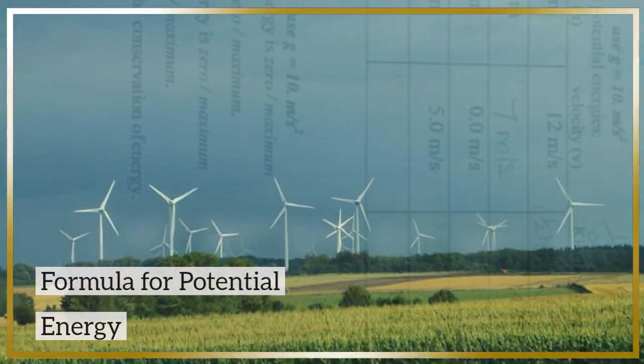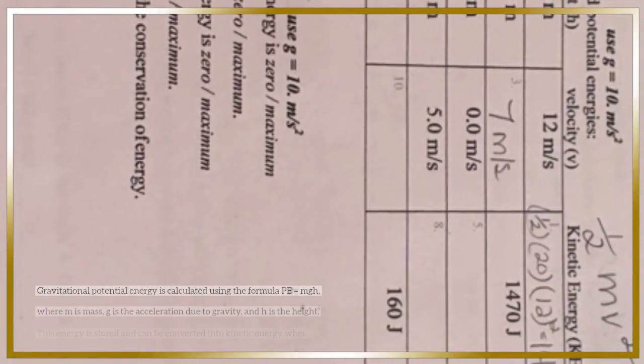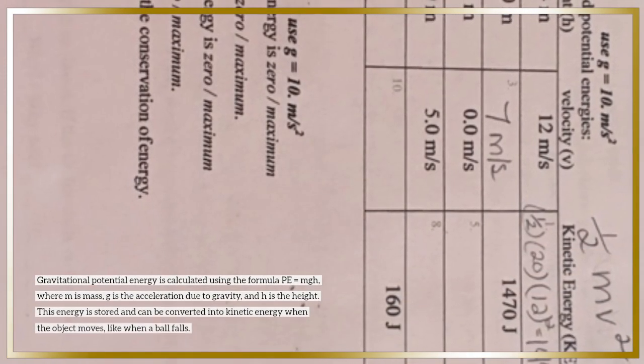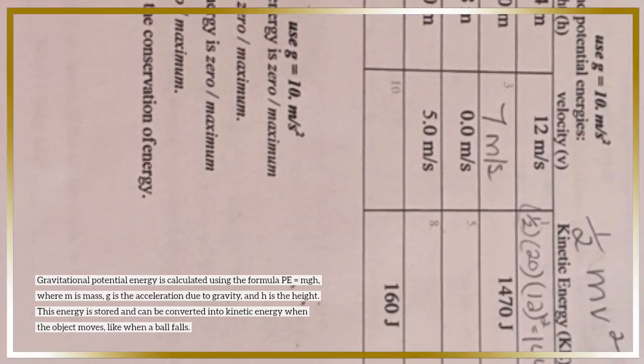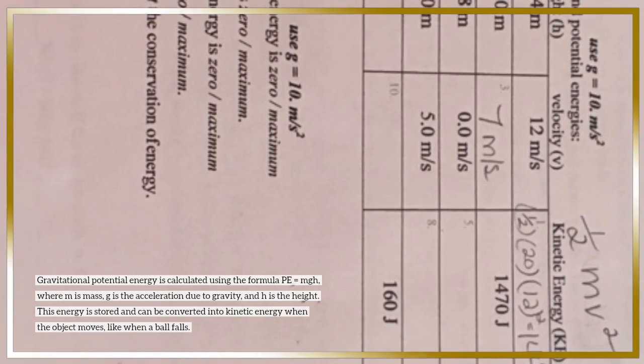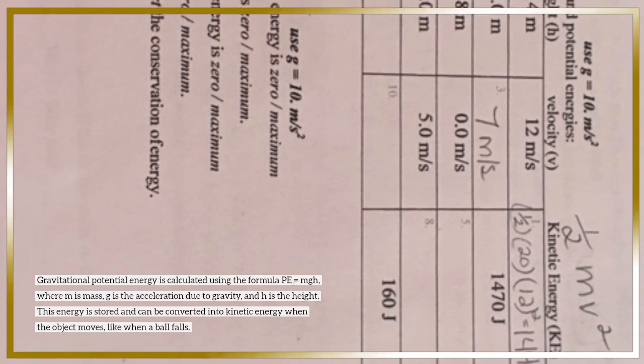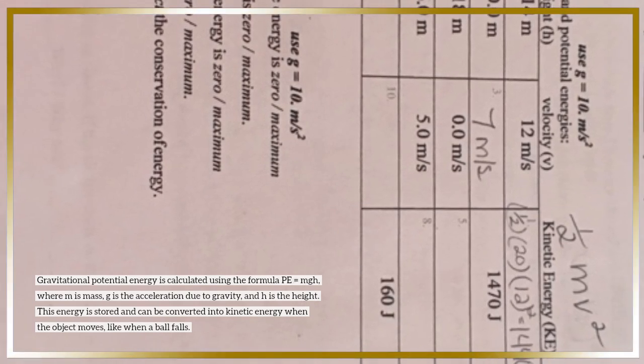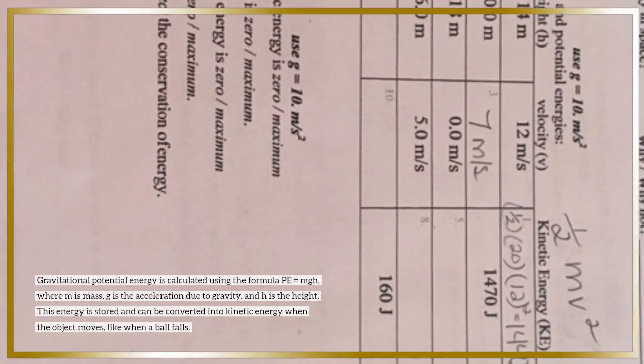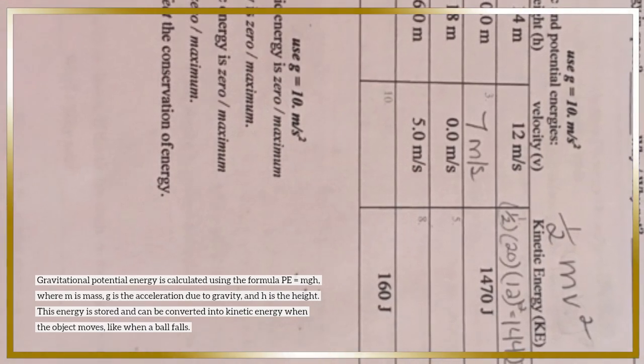Formula for potential energy. Gravitational potential energy is calculated using the formula P equals mgh, where m is mass, g is the acceleration due to gravity, and h is the height. This energy is stored and can be converted into kinetic energy when the object moves, like when a ball falls.